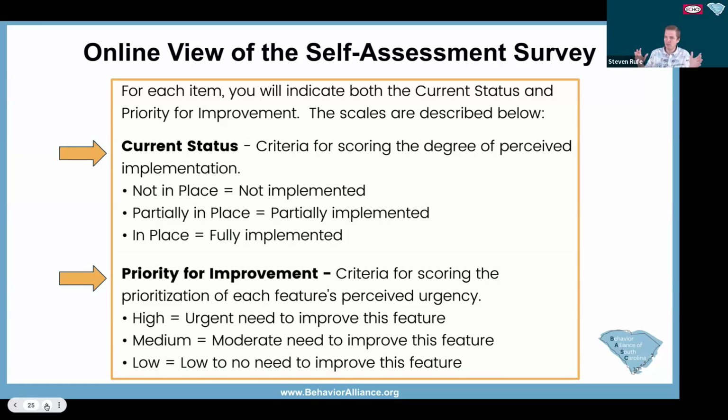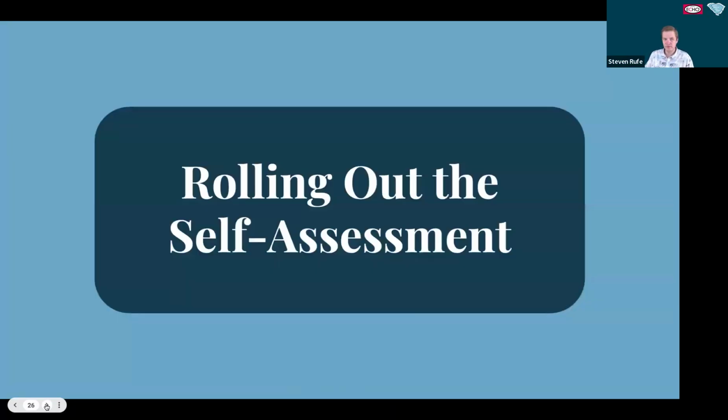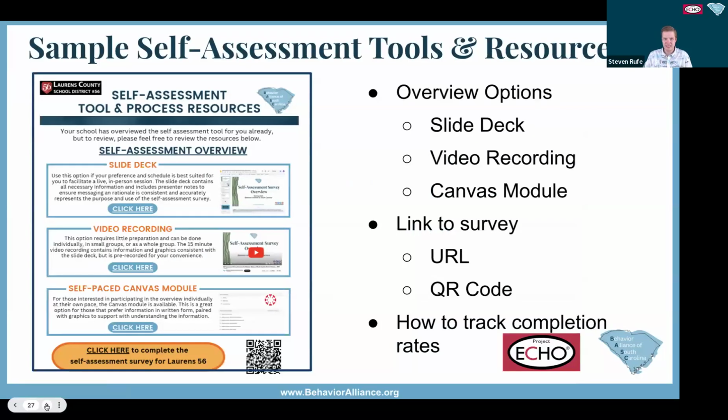So the overall idea here is something can be in place in a school, but it really needs to be improved because it's not working. So someone might say, this item is in place, but it's a high urgency to improve it because it's not being effective in my school setting. So the tool is a validated tool that uses that approach to help people think through, well, just because it's in place doesn't mean that it's of high quality and everyone is doing it well, right? So that's why it's designed that way for us to have those two scores on each of the items in the self-assessment survey. Next slide will take us into a little bit more information about rolling out that self-assessment survey.